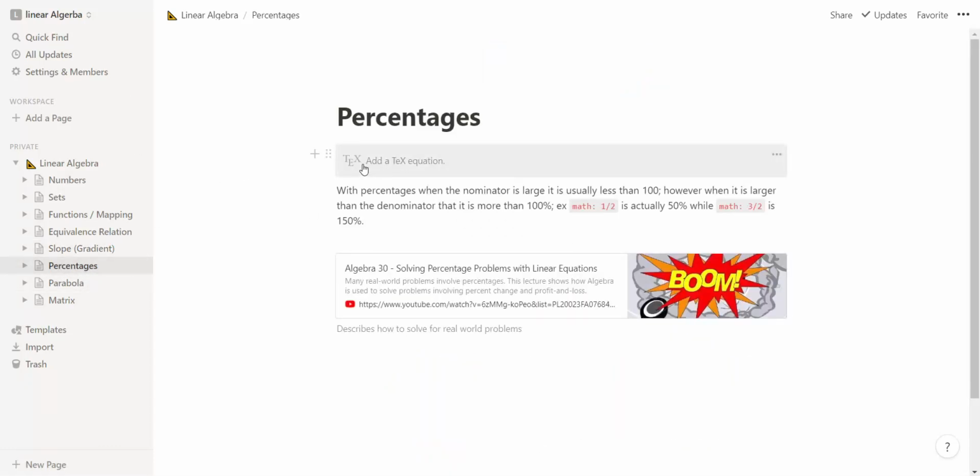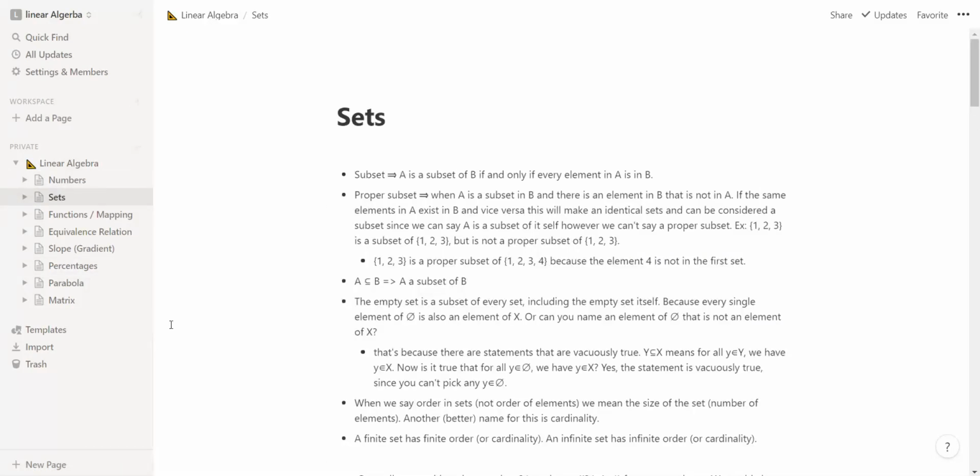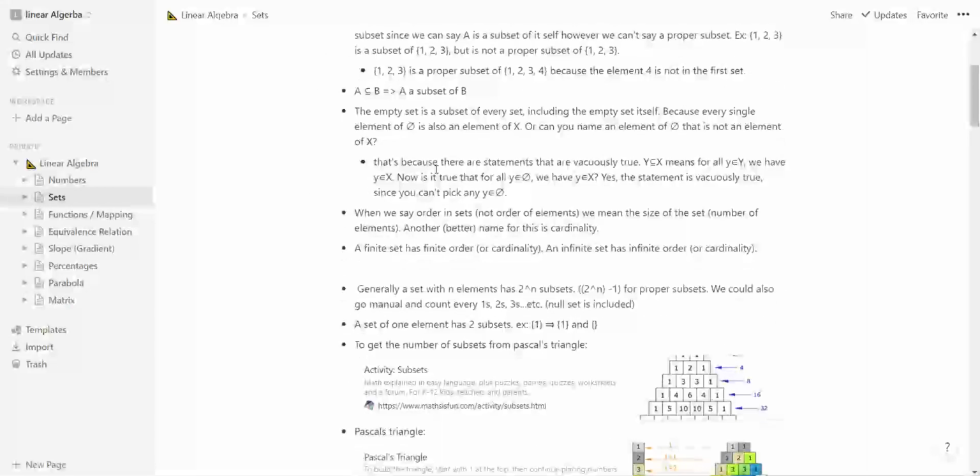With percentages, when the numerator is smaller than the denominator, it's less than 100%. However, when it's larger than the denominator, it's more than 100%, like 3/2 being 150%. That's something good to remember. As for numbers, I don't think we really have to revisit them much because we've done a lot of it.